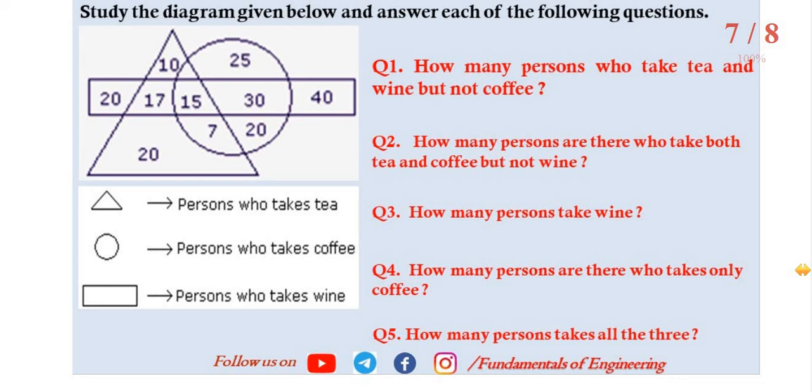Third question, how many persons take wine? Fourth question, how many persons take only coffee? They should not take either tea or wine. And how many persons take all 3, tea, coffee and wine? That we need to find out. So this is your homework.